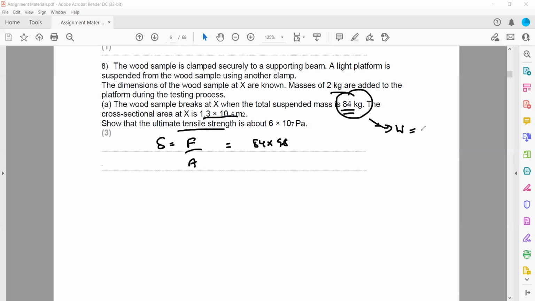So we convert the mass into weight by multiplying with gravity, divided by the cross-sectional area, that is given as 1.3 into 10 power minus 5. So when we divide 84 into 9.8 by 1.3 into 10 power minus 5, it will give us 6 into 10 power 7 Pascal, or Newton per meter square, you can also say.